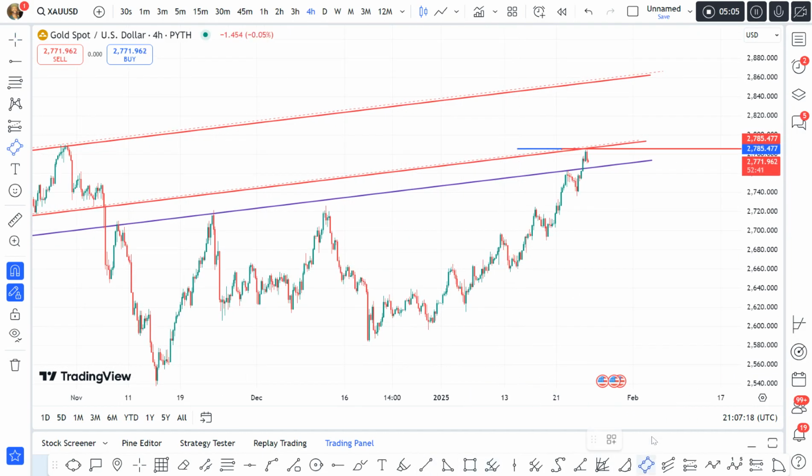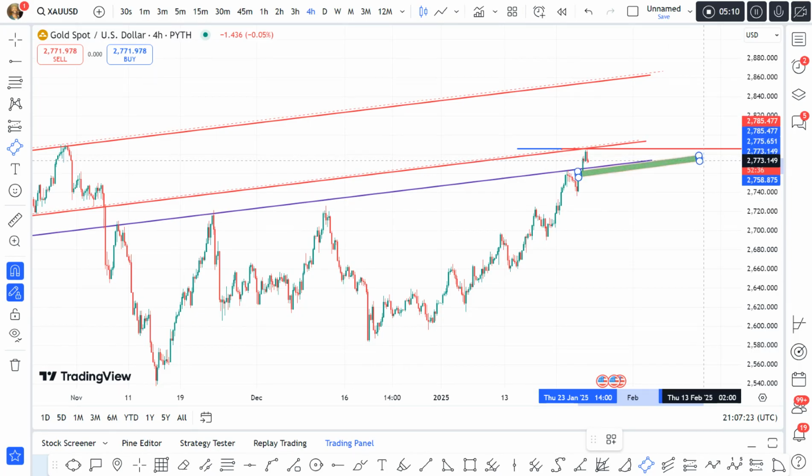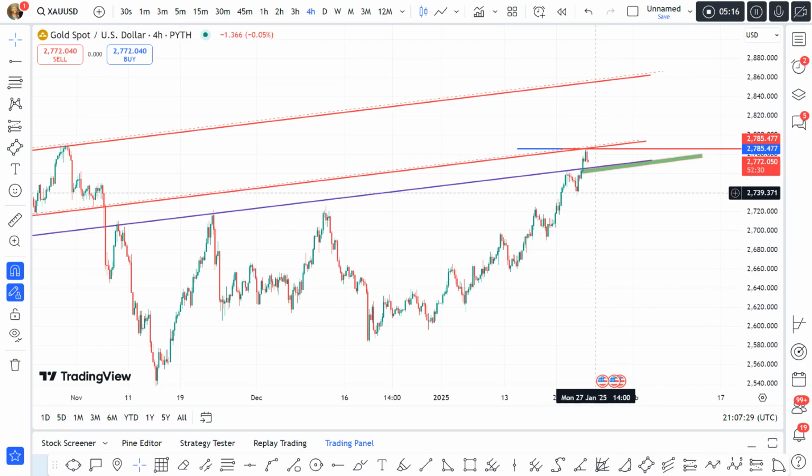2,766. Let me give you a free idea. At that level, we are going to test if buyers still have money. If they don't have money, there's nothing you can do to break it and go. But if they have money at that level, they want to retest it and come back to 2,785.